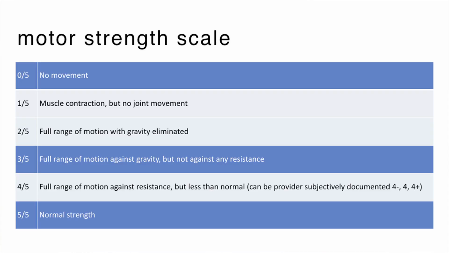There is a 0 to 5 point motor scale. Just remember 0 out of 5 is no movement. 3 out of 5 is full range through gravity only, meaning the muscle cannot move against any resistance. And 5 out of 5 is normal strength. I'm going to test your strength now. Please give me your best effort. Even if it's painful, try to give me at least a second of your best.